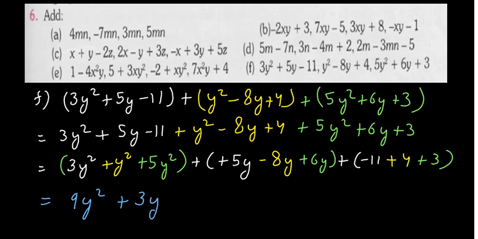Next one will be minus 11 plus 4. Minus 11 plus 4 will be minus 7. Minus 7 plus 3. Again, both the signs are different. Minus 7 plus 3 will be, we will do subtraction, it will be minus 4. So this is your final answer.